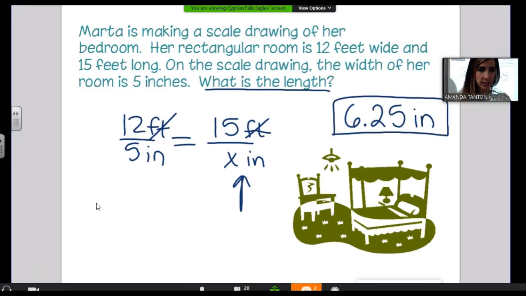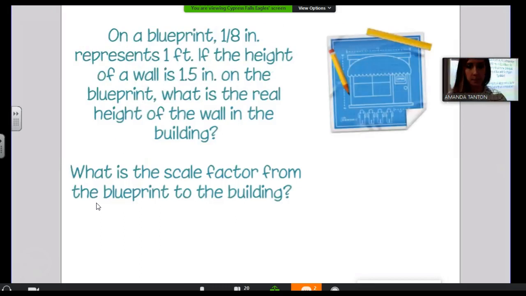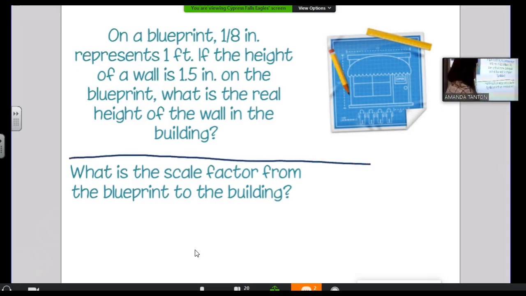That one's simple. Let's try another one. On a blueprint, 1/8 of an inch represents 1 foot. If the height of a wall is 1.5 inches on the blueprint, what is the real height of the wall in the building? So we're going to stop right there, and then we'll answer this other question secondly. So this will be our A question. This will be B. So go ahead and find the height of the real wall.